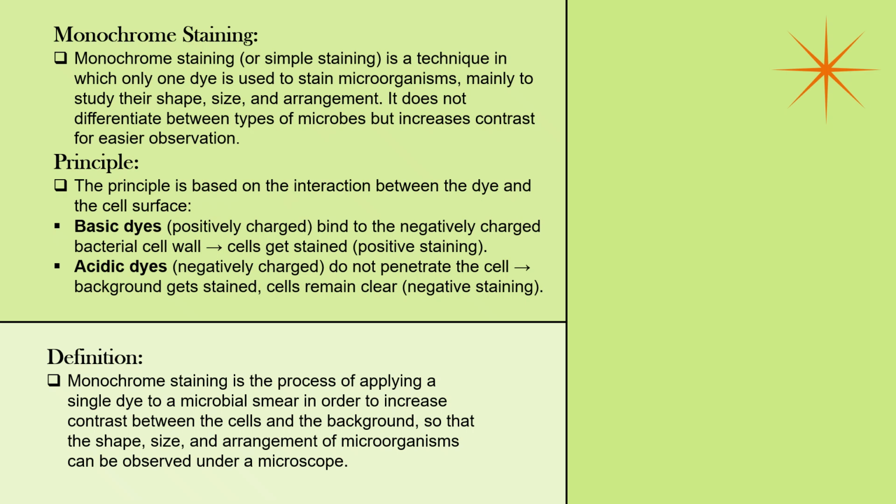Definition of monochrome staining: monochrome staining is the process of applying a single dye to a microbial smear in order to increase contrast between the cells and the background so that the shape, size, and arrangement of microorganisms can be observed under a microscope.